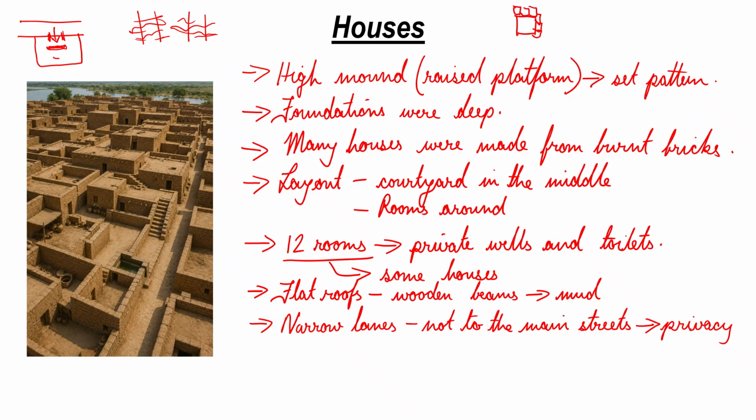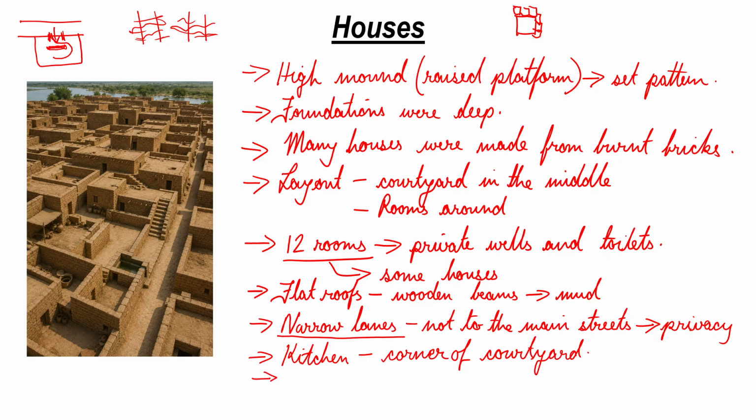So if the people want to go outside, they will have to go like this. Okay, so that is how narrow lanes were there which opened the house to the main street. And the kitchen, where cooking was done, was located in the corner of the courtyard. Okay, so in one corner of the courtyard, the kitchen used to be there.